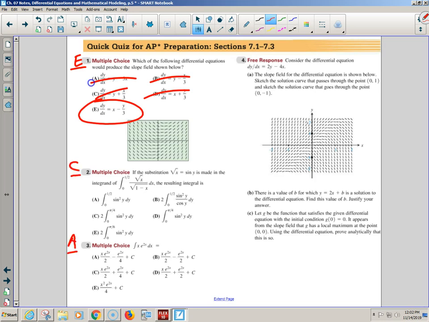The work is on the sideboard. Any questions on 2 or 3 before we go to the FRQ, the free response question?